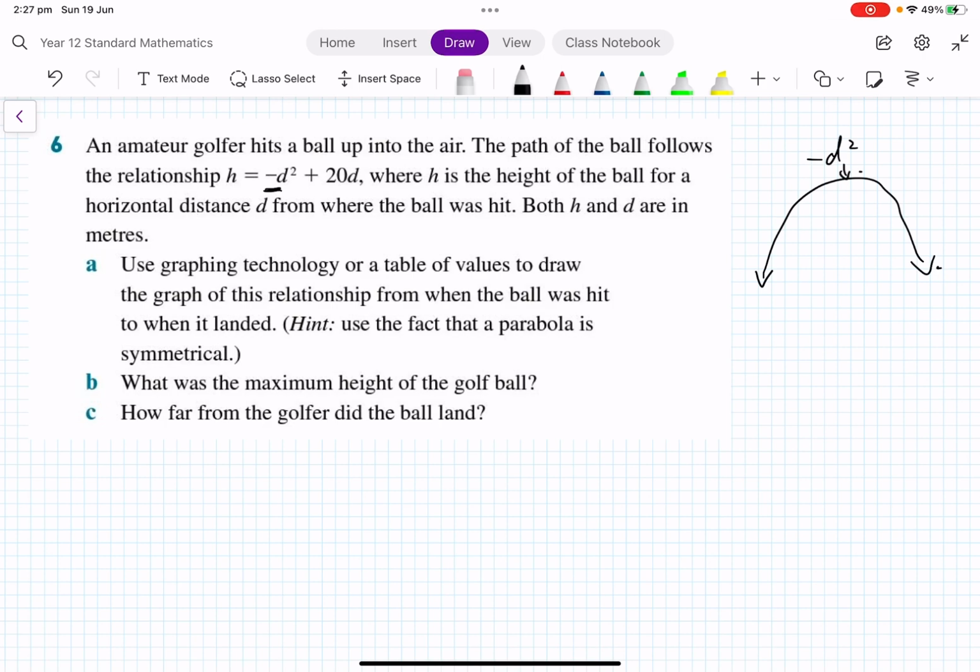Where h is the height of the ball for a horizontal distance d from where the ball was hit. So h is this way, and d is that way. That's what it's going to be. Both h and d are in meters.